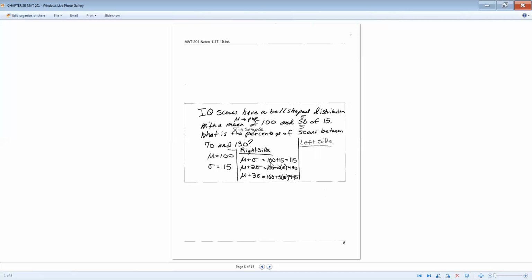So on the right side of my normal distribution curve, I will add a standard deviation, 100 plus 15 is 115. Add another one, that's 130. Add another one, that'll be 145.